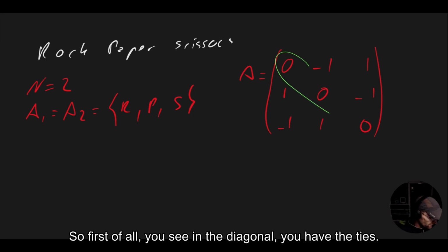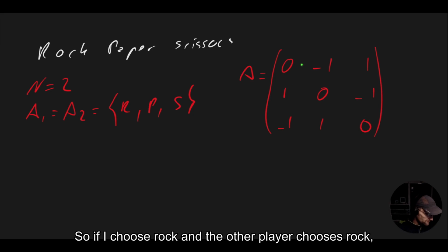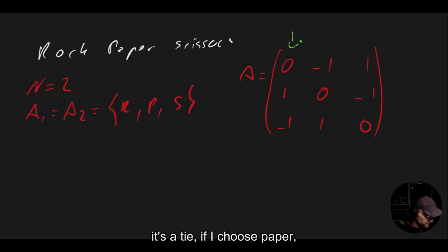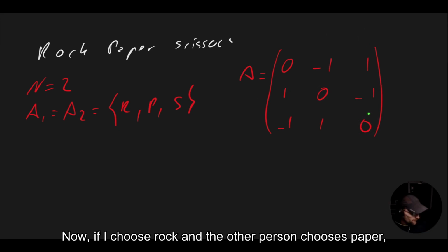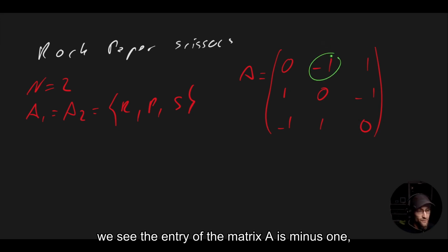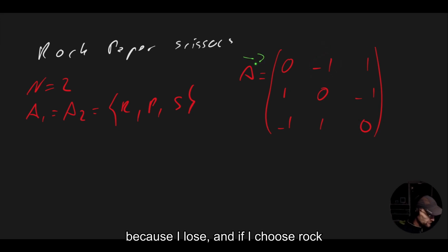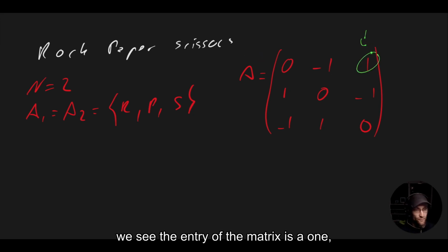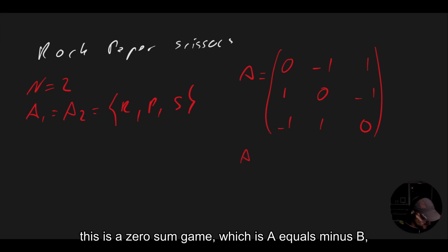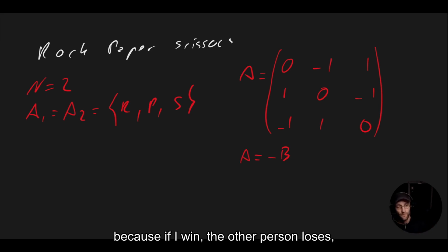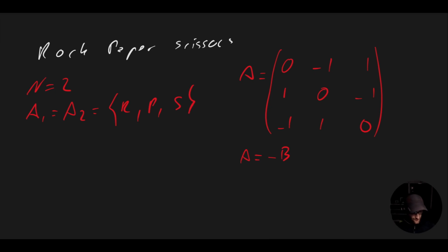So first of all, you see in the diagonal, you have the ties. If I choose rock and the other player chooses rock, it's a tie. If I choose paper and the other player chooses paper, it's a tie. And likewise, if we both choose scissors. Now, if I choose rock and the other person chooses paper, we see the entry of the matrix A is -1 because I lose. And if I choose rock and the other person chooses scissors, we see the entry of the matrix is a 1. And the other entries follow. And as I mentioned, this is a zero-sum game, so A equals -B, because if I win, the other person loses, and vice versa.